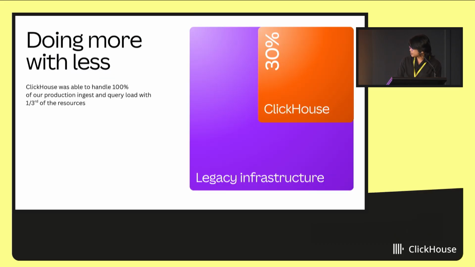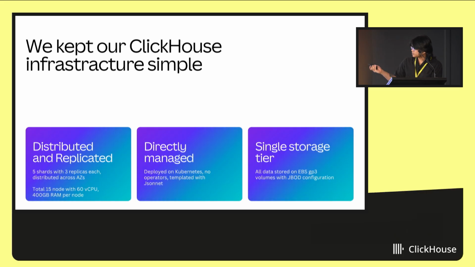With ClickHouse, we were able to shrink our trace storage infrastructure to a third of its size. And speaking of that infrastructure, we decided to keep it really simple. We are running a pretty standard ClickHouse cluster. It's a 5-shard, 3-replica cluster distributed across AZs. Each node has about 60 vCPU and 400 gigs of RAM.